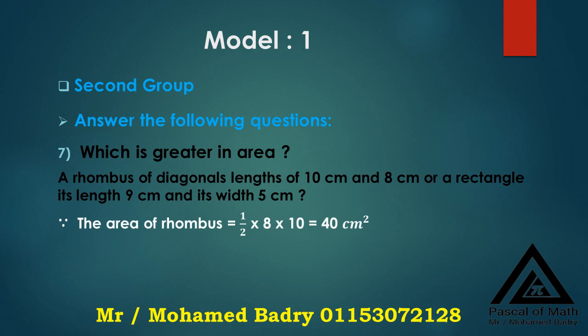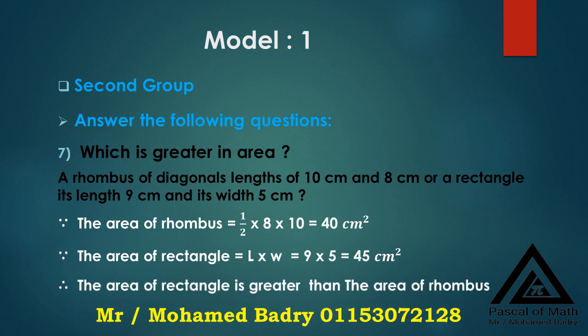The area of the rhombus equals half the product of the diagonals, equals half times 8 times 10, equals 40 cm squared. Now, since the area of the rectangle equals length times width, equals 9 times 5, equals 45 cm squared. Therefore, the area of the rectangle is greater than the area of the rhombus. Great job.